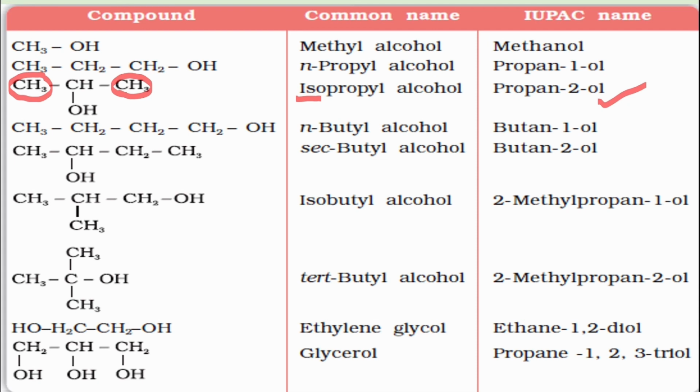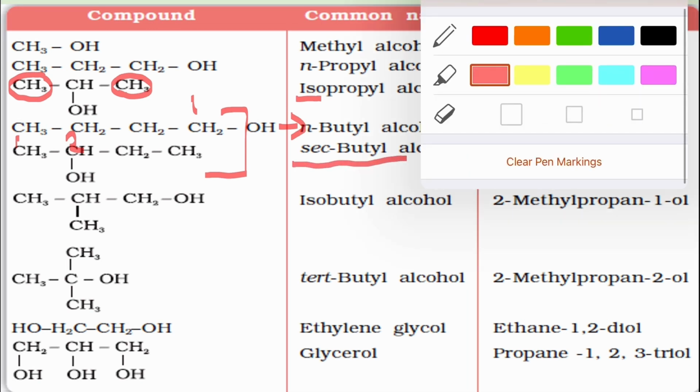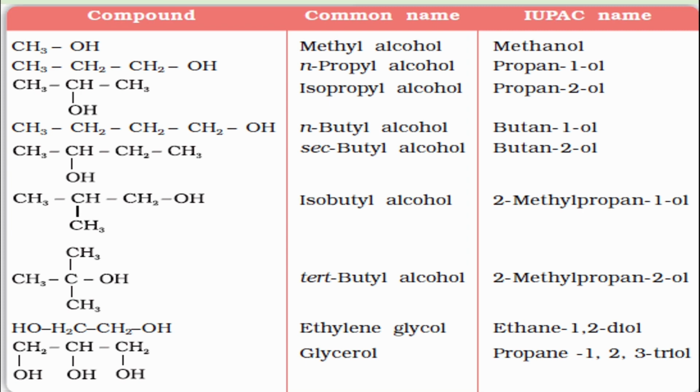Next, again you have isomers, 4 carbons each. You can see the OH is on the first carbon here. So this is butan-1-ol. And here you have OH on the second carbon. So this is butan-2-ol. Now the first one is called n-butyl alcohol, like n-propyl. And the second one is secondary butyl. Let us understand this also. Why are they not calling it isobutyl?